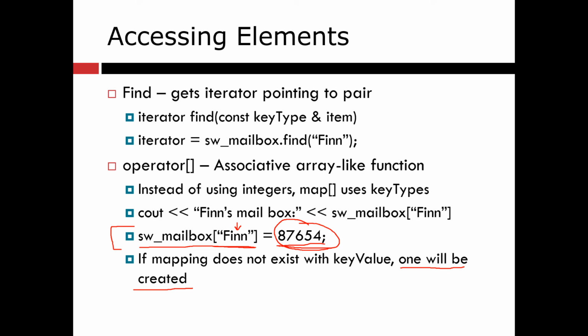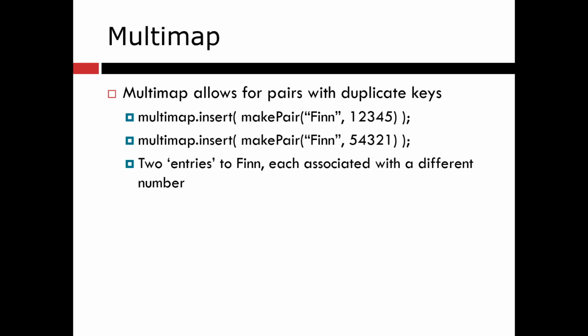Now, it doesn't work quite that way in a multi-set or a multi-map because of how the multi-map has to deal with duplicates. So let's talk about that really quick. A multi-map is essentially going to allow for duplicate keys. You'll be able to have pairs that have the same value of keys. This is similar to a multi-set where it allowed you to have more than one item in the set. In this case, you're going to have two different entries that are both related to fin, but they will have different values associated with them, which is a little confusing.